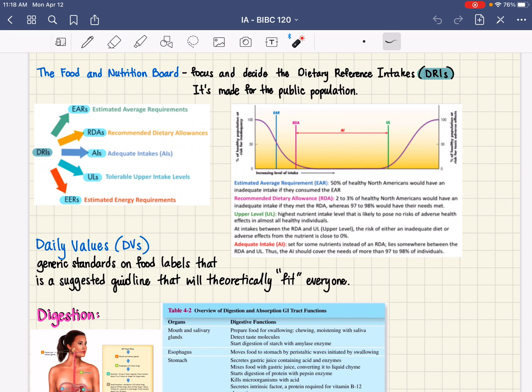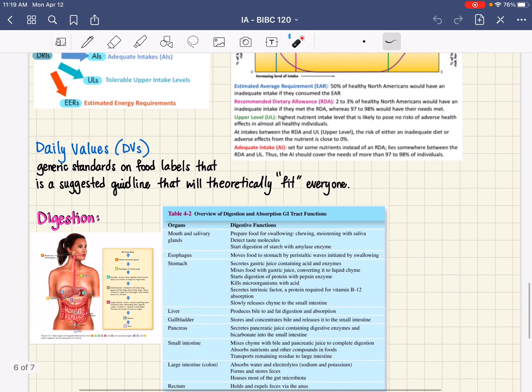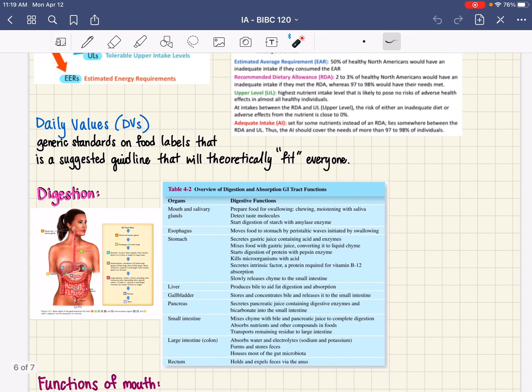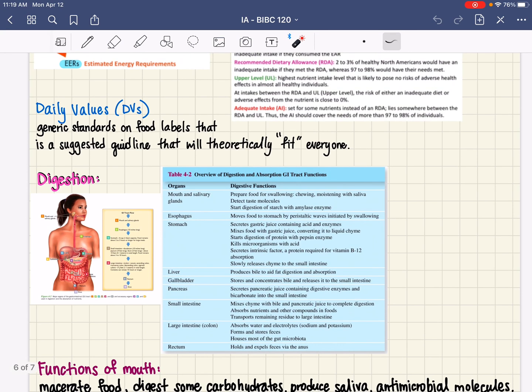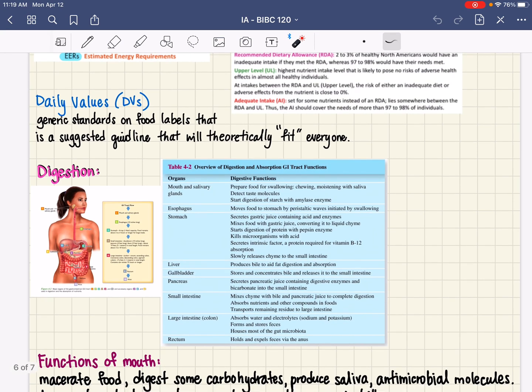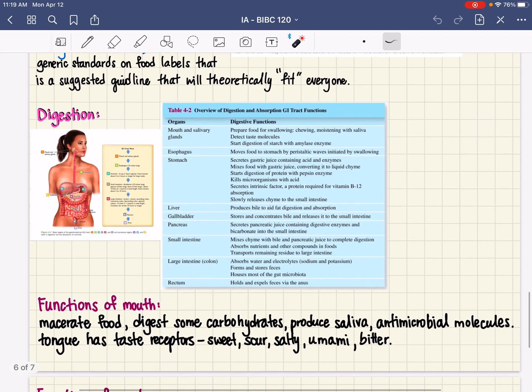For example, I think individuals who are possibly younger than a certain age or older than a certain age or are pregnant will not necessarily fit in these daily values standards for a specific food. So it's always good to check with a physician or a provider before ingesting foods that may be risky.